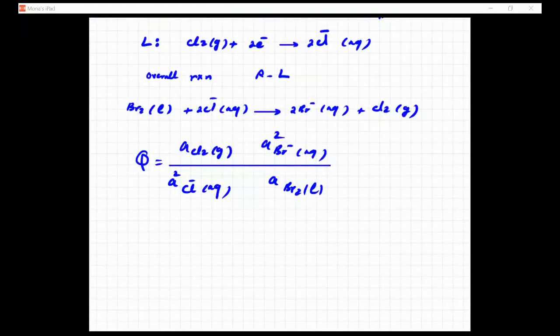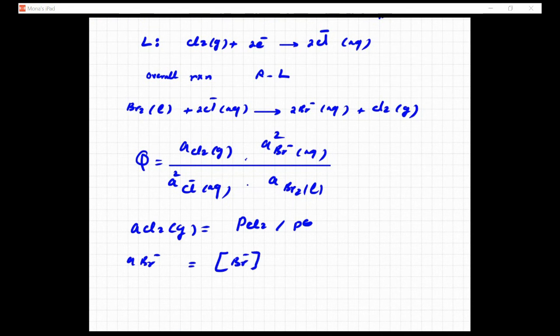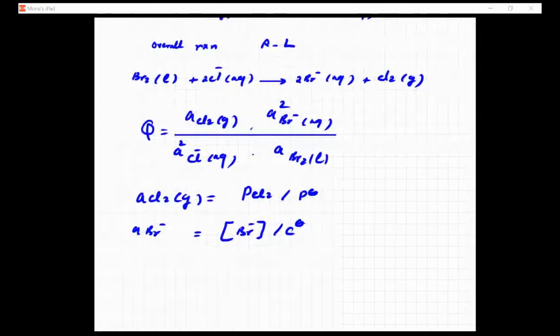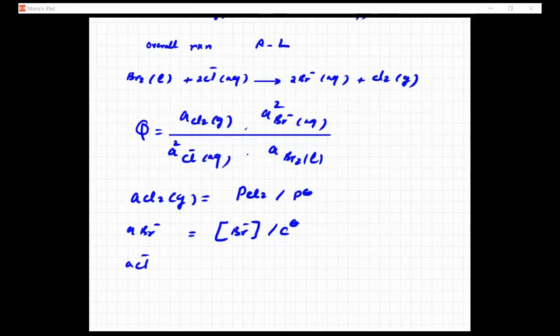What do we have to do now here? These are the activities. The activity of Cl2, because it is a gas, is going to be equal to the partial pressure of Cl2 divided by the standard pressure, as you are aware. The activity of Br minus is equal to the concentration of Br minus divided by the standard concentration. The activity of Cl minus is equal to the concentration of Cl minus divided by the standard concentration. The activity of Br2 liquid is going to be equal to 1.